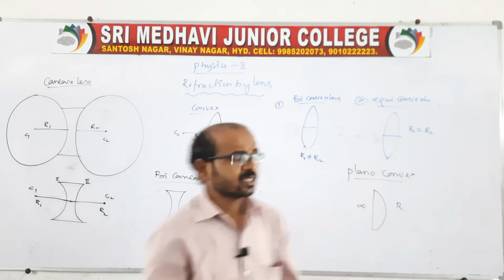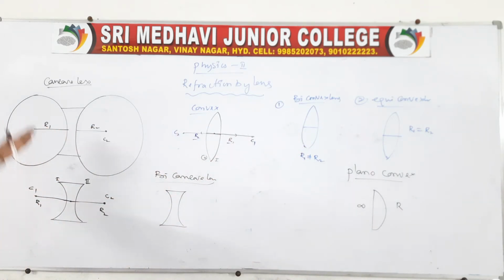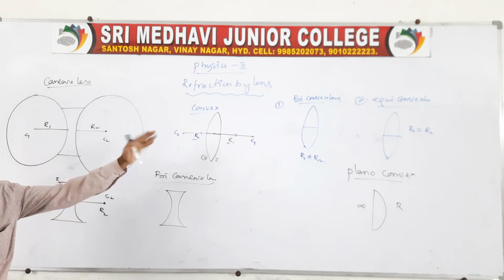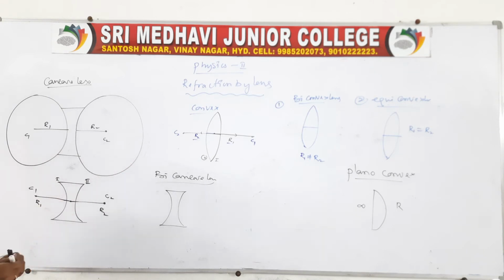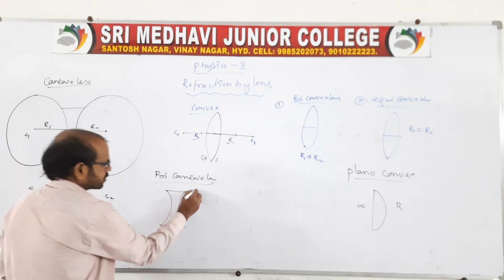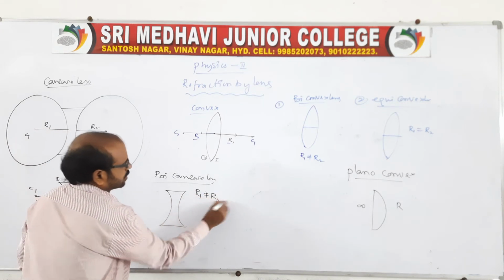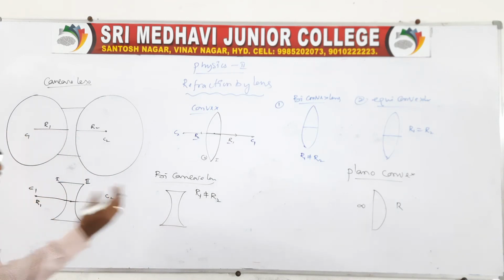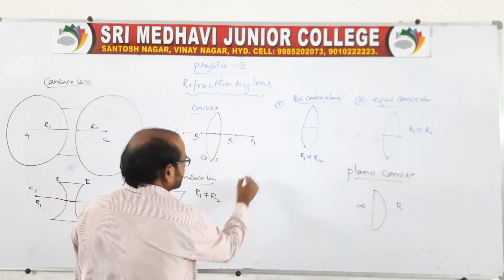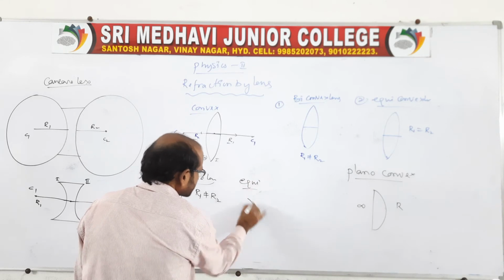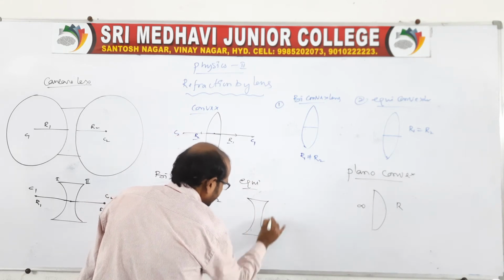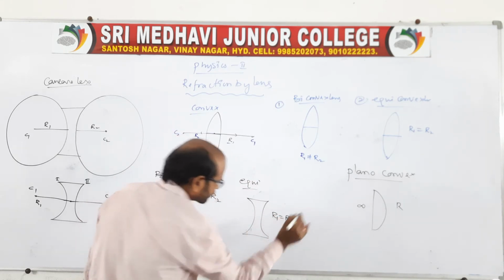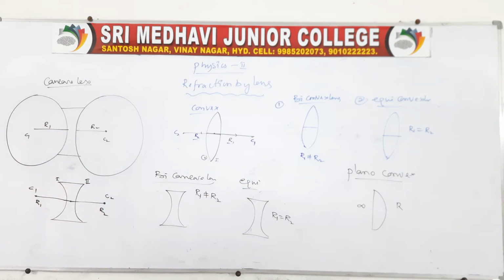And here we can call the lens the concave lens, which has two radii of curvature R1 and R2, like the convex lens. Here it is a biconcave lens. Biconcave lens in the sense that R1 is not equal to R2. And you go for the equiconvex. Equi in the sense that the radii of curvature of the lens are equal.